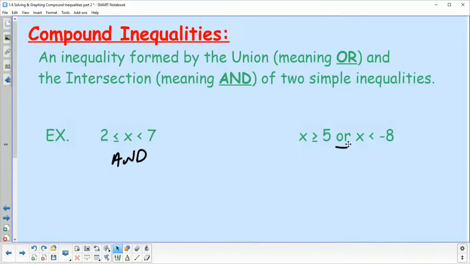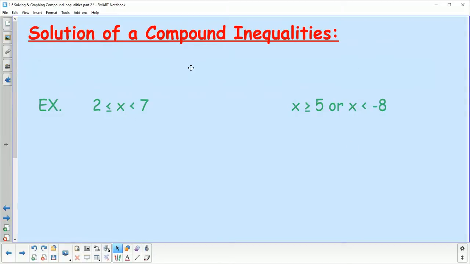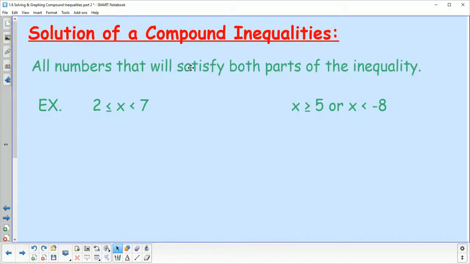Here obviously is an or situation because we have the word or. X is greater than or equal to 5 or x is less than -8. Okay, so in this case it only has to satisfy one of these conditions at a time. And in fact, if you look at this example, x could never be both greater than or equal to 5 and less than -8. Okay, so a solution to the compound inequality is going to be any number that satisfies both parts, or in the or case, just one part. So the or is going to be 1 and the and is going to be 2.